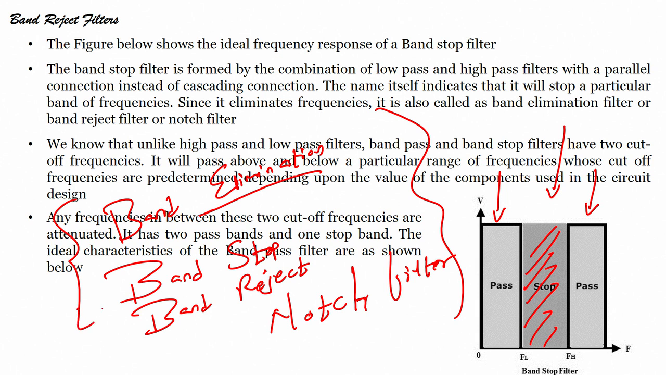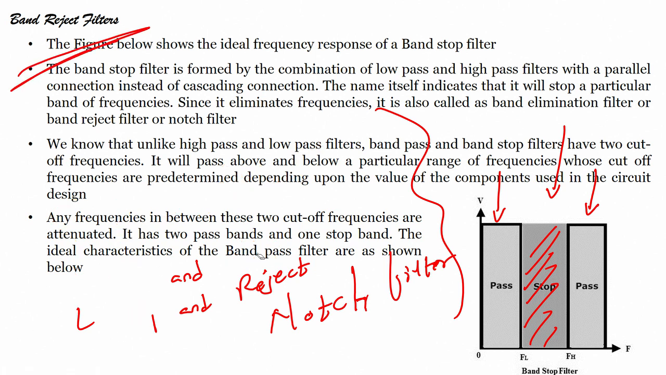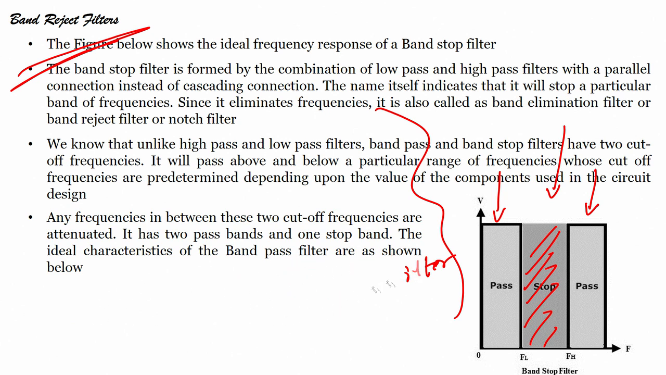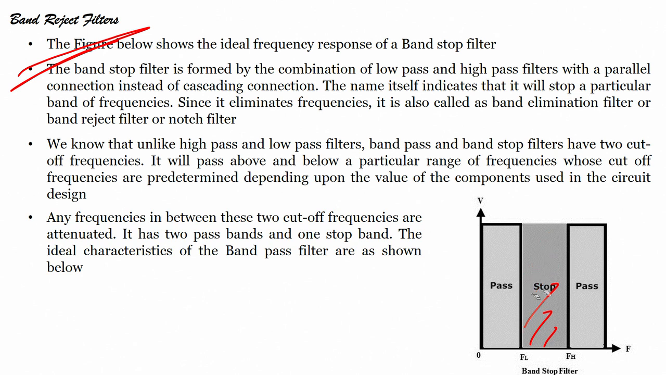So, if any question comes in your exam or in your interview, then you can answer that yes, we know all these filters because all these filters are the same filter, which is my band reject filter, okay. So, it is called by many names. Very easy to understand op amps and their application, isn't it. So, the band stop filter is formed by a combination of low pass and high pass in a parallel connection, right. Second, it will stop a band of frequencies, it is also called band reject, notch, band elimination.